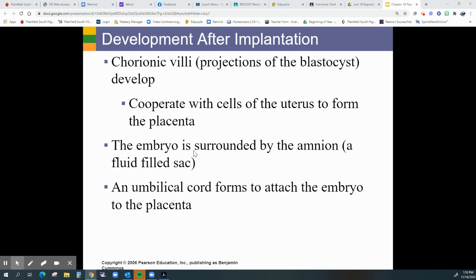All right, the embryo then starts to surround itself with more of that fluid, amniotic fluid, and then at some point in time, an umbilical cord will start to form that will attach itself to the embryo and then kind of implant into the placenta.